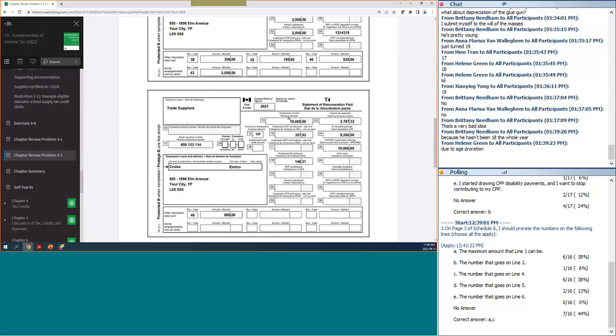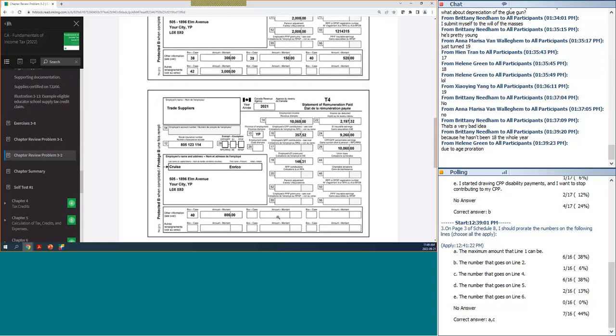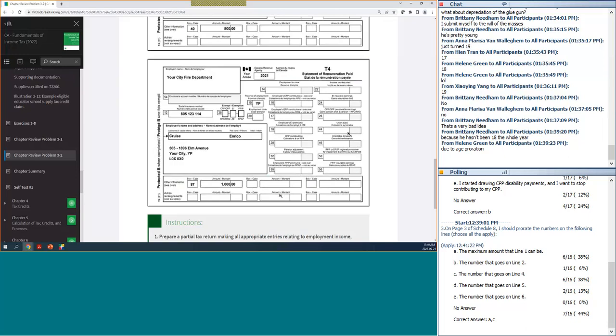Now we have trade suppliers, same deal, go through the slip. I have income, CPP, EI, make sure I add them together, think about maximums, and then I'm going to have some CPP and EI here. No union dues, a box 40, I'm going to cross the box 40 out, I don't need to worry about it. And I have one more, here's my volunteer firefighter.